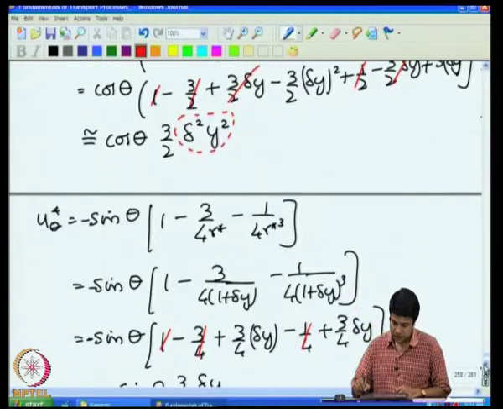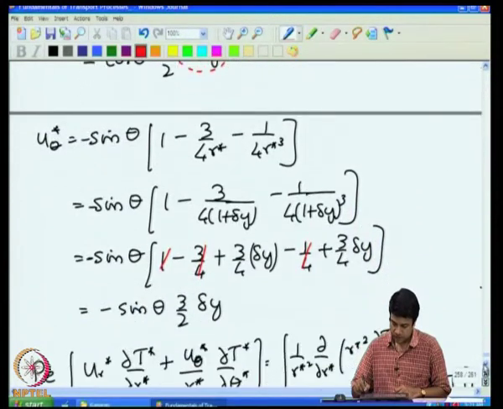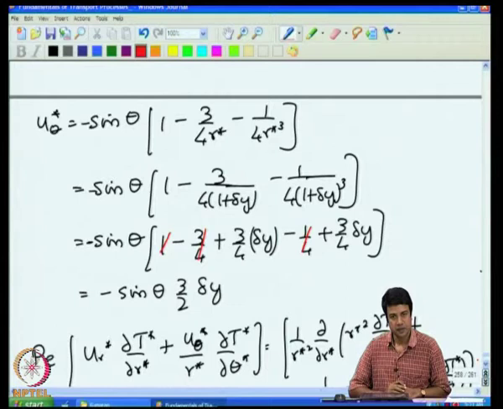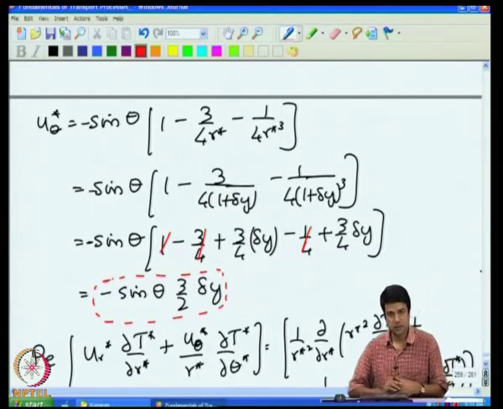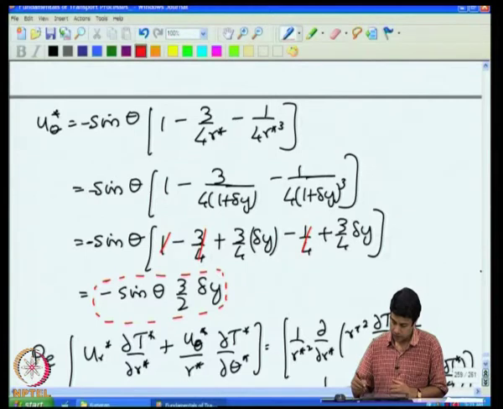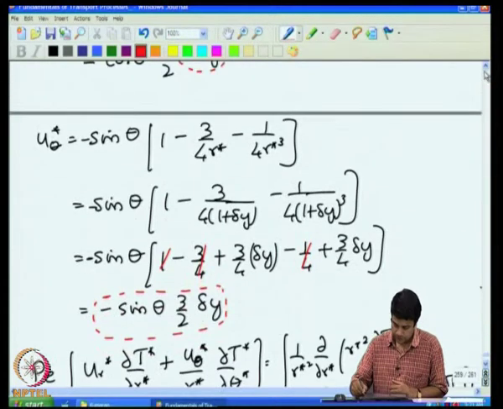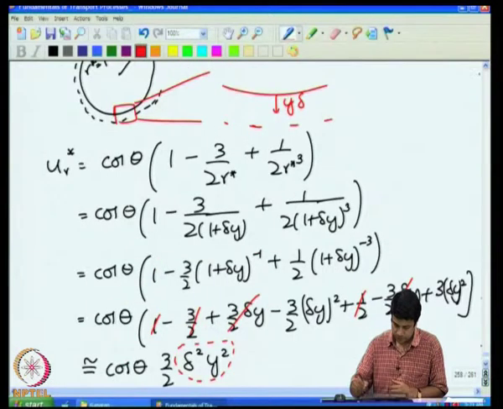The velocity in the theta direction is obtained by a similar expansion. This velocity goes as minus sin theta times 3 by 2 delta y. So this velocity goes as delta y in the limit as delta goes to 0, whereas, if you recall, UR was proportional to delta square times y square in the limit as delta goes to 0.